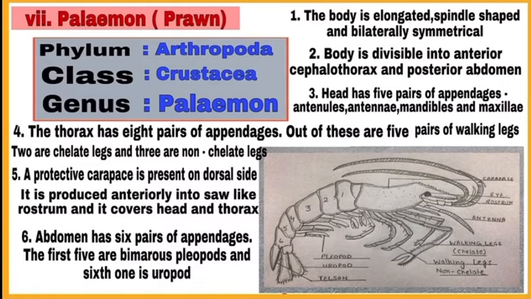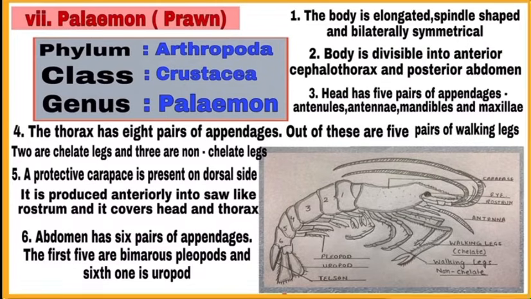The thorax has 8 pairs of appendages. Out of these, 5 pairs are walking legs, and of these 5 pairs of walking legs, 2 are chelate legs and 3 are non-chelate legs. Also, a protective carapace is present on the dorsal side. This carapace is produced anteriorly into a saw-like rostrum, and it also covers the head and thorax.